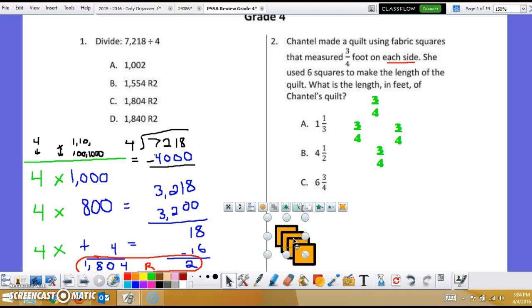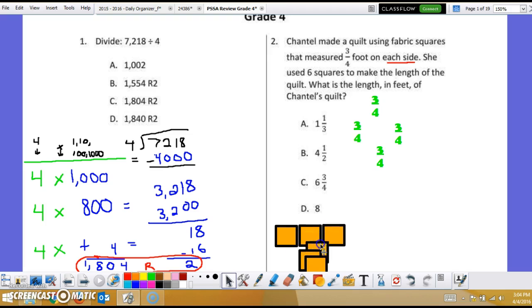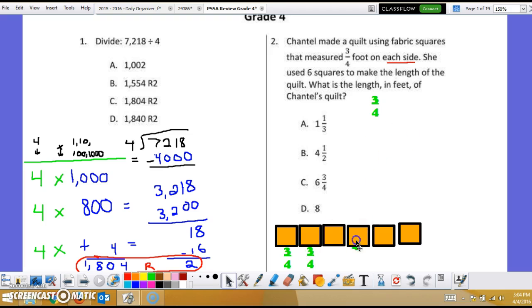So 2, 3, 4, 5, and 6. And I'm going to line them up right next to each other. Because really they're creating a quilt with 6 squares like this. And the bottom length is all we're concerned with when we read the rest of this problem. I'm going to go ahead and bring those bottom lengths down here.